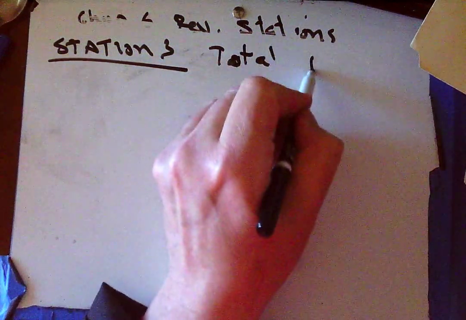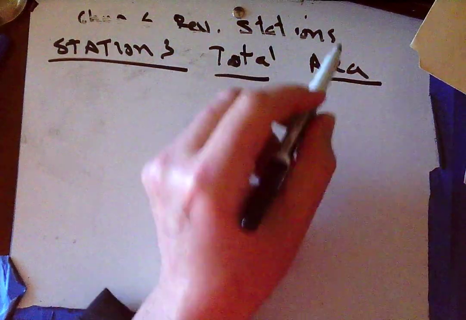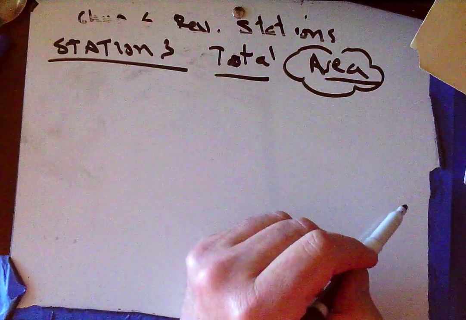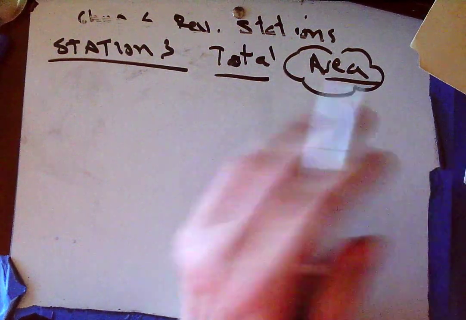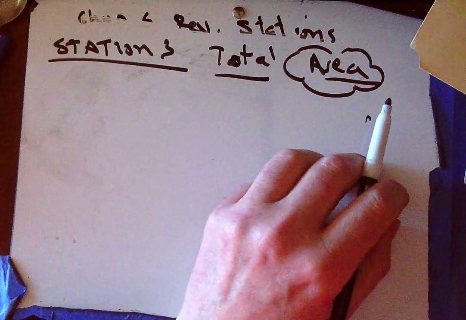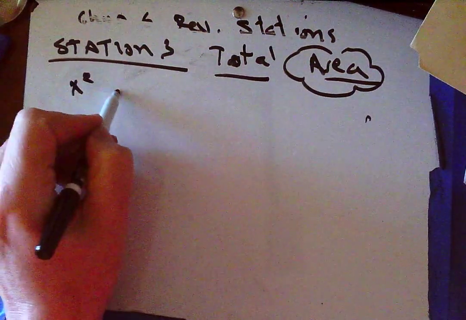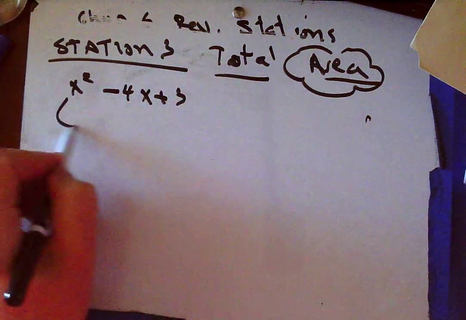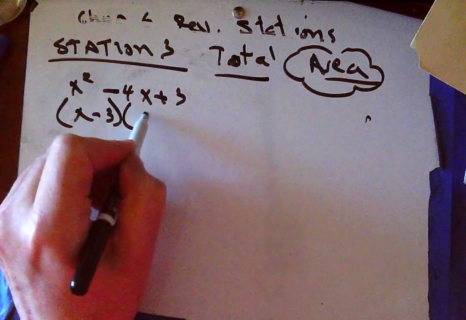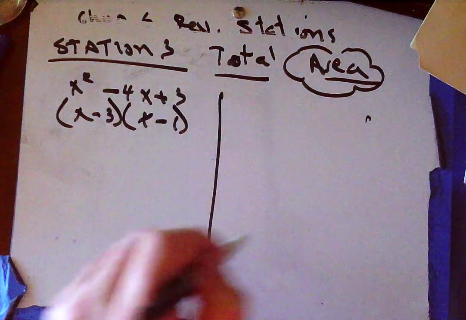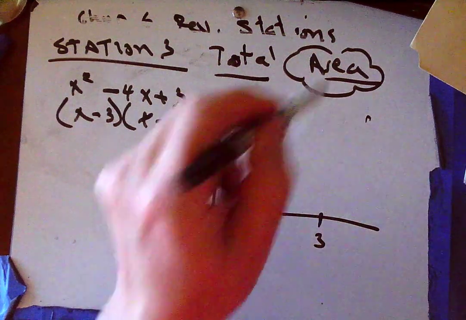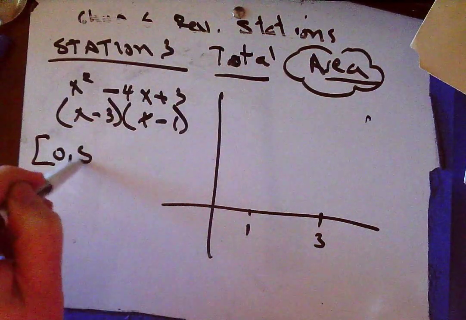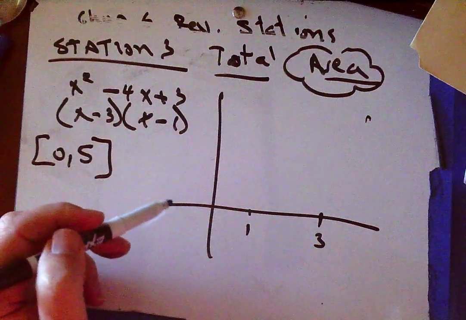And remember, when we talk about total area, we really want to remember that area always has to be positive. And I can almost guarantee 100% of the time that when you see the phrase total area, part of your curve is going to go below the x-axis. In our case, we have x to the third minus 4x plus 3. And that does factor. And oh look, my graph has intercepts at 1 and 3. And we're integrating from 0 to 5. We want the total area from 0 to 5.